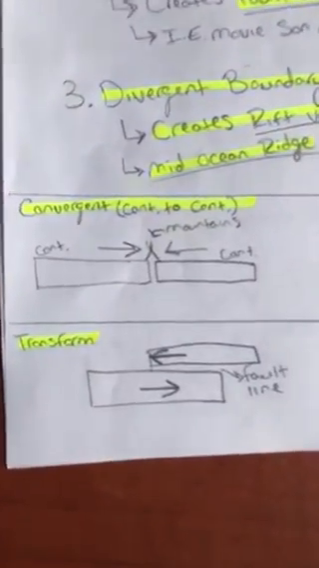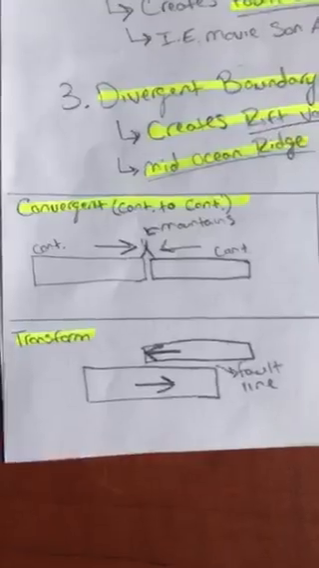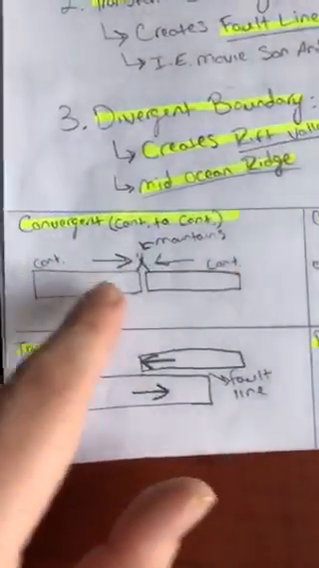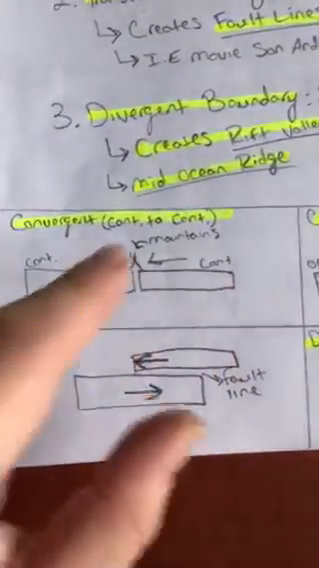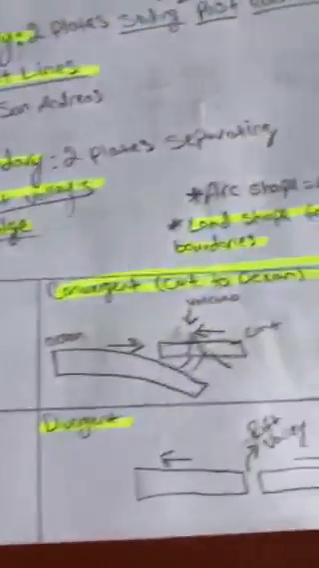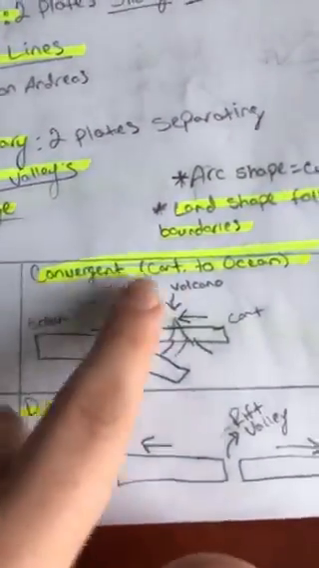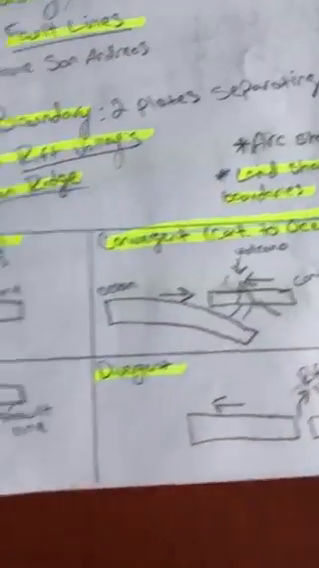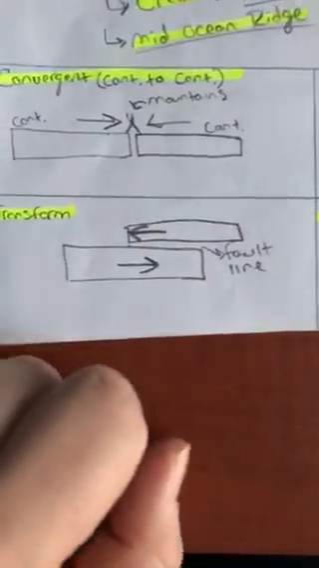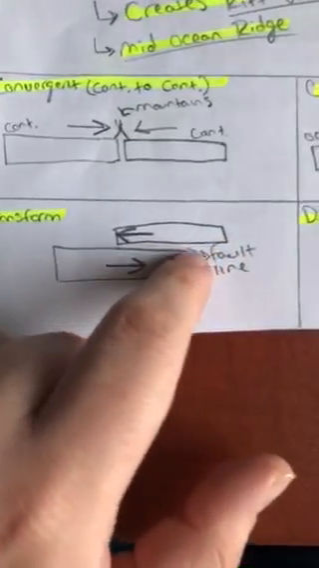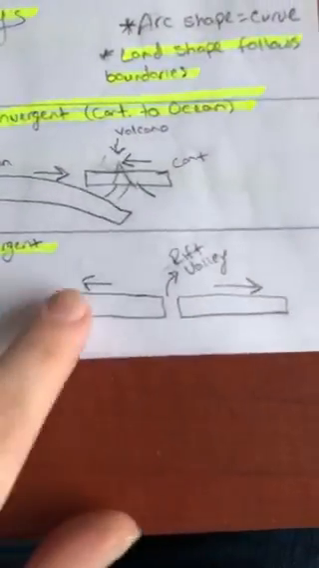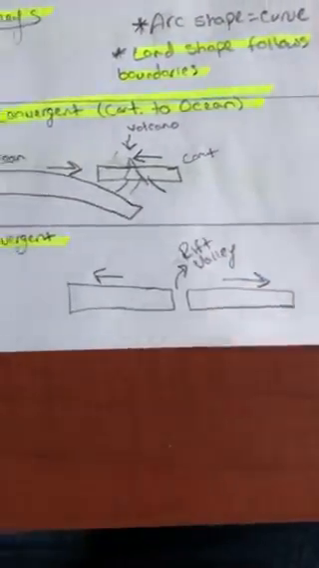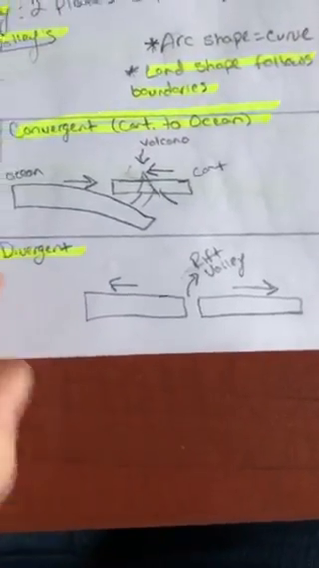I want to go over some pictures just so we have that. Convergent, when we have continent to continent, that's 2 continental plates coming together. We have mountains. If we have a convergent boundary, again, continent to ocean, our oceanic plate submerges, which will create a volcano. In a transform boundary, we have 2 plates sliding past each other. This creates a fault line here. In a divergent boundary, for instance, could create a rift valley or a mid-ocean ridge when 2 plates separate.